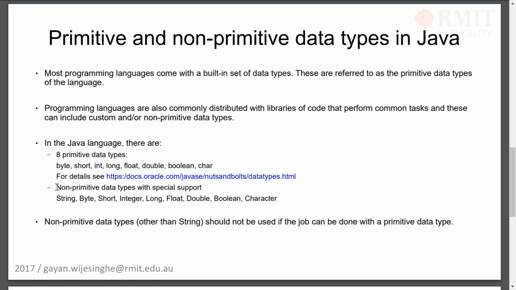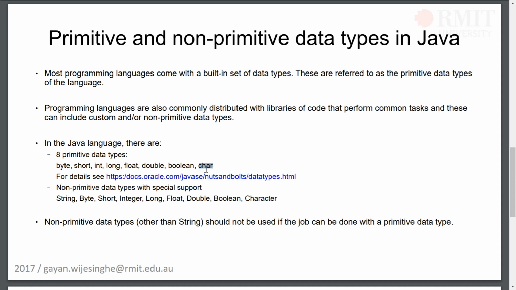So in addition to the primitive data types, there are non-primitive data types as well, and they have special support. The reason for that is just like what I said earlier, these are so important. They don't really separate them too much from the language, but they are created using the basic language itself. So apart from this first one, string, you can notice that the other non-primitive data types have a corresponding primitive data type. So byte has byte, short has short, and integer corresponds with int, long with long, float with float, double with double, boolean with boolean, and character with char.